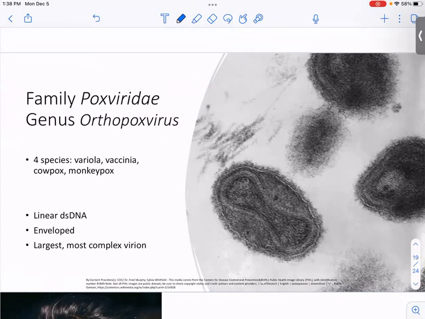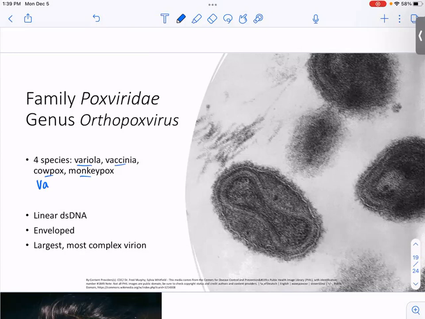So this is a family, Poxviridae. Remember that family names of viruses always end in viridae. We italicize them. And the genus is Orthopoxvirus, which is not as intuitive. And then the species names, I think there are some others, but these are the ones that we'll mention: the variola, the vaccinia, cowpox, and monkeypox.